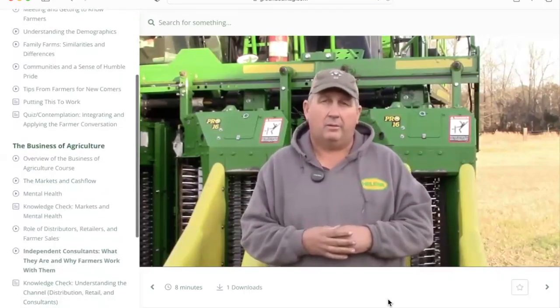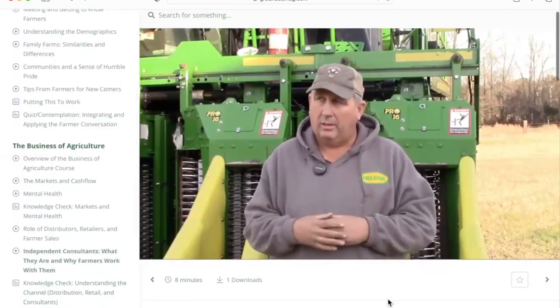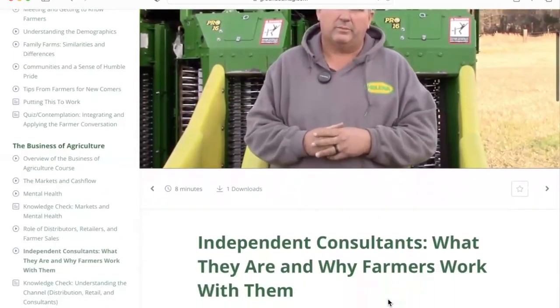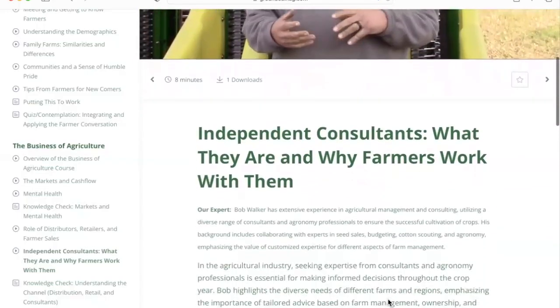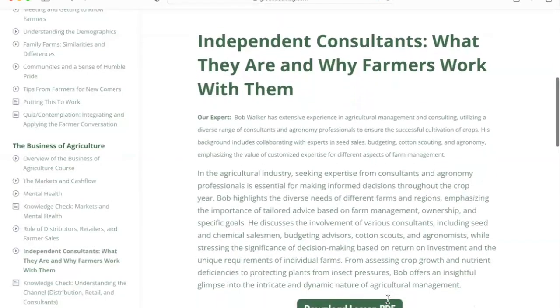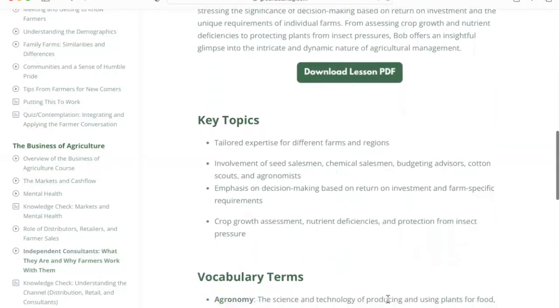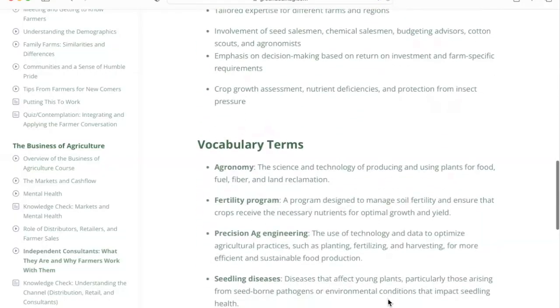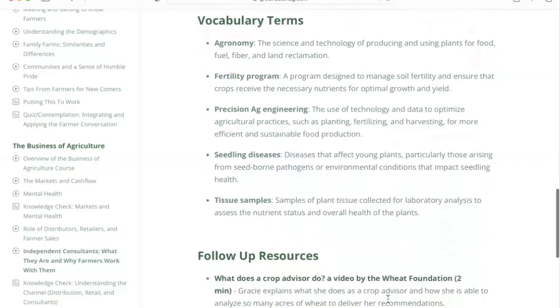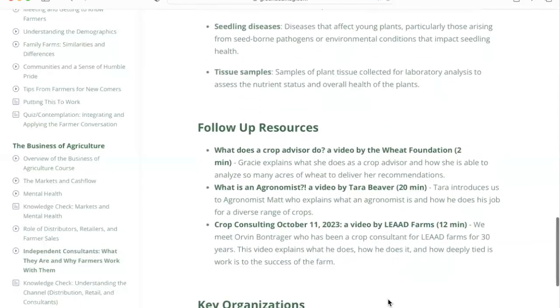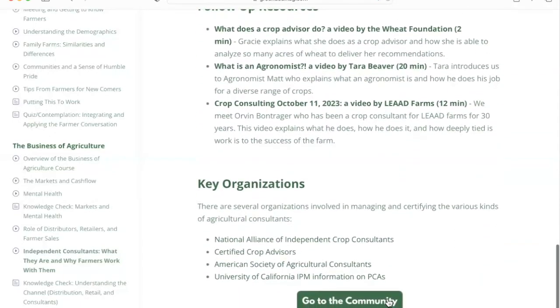Also want to show the different materials that go along with that. So as you scroll down past the video, you'll see we have text that explains it, the key topics, vocabulary, also have a range of resources that you may want to look at, or key organizations, things that you may want to check out for additional information.